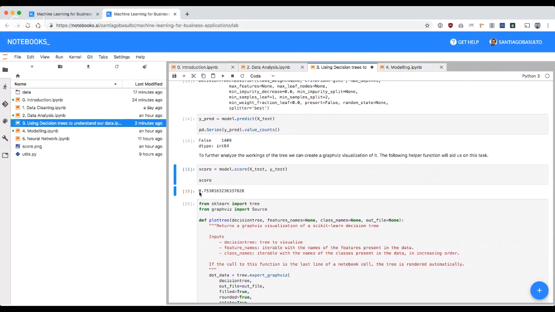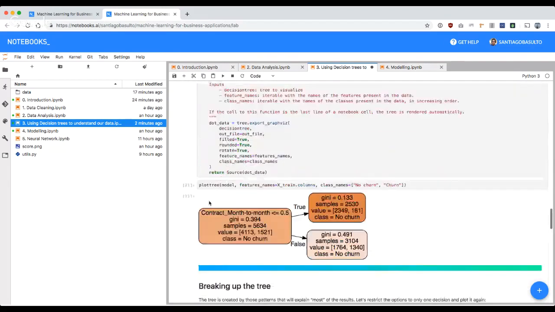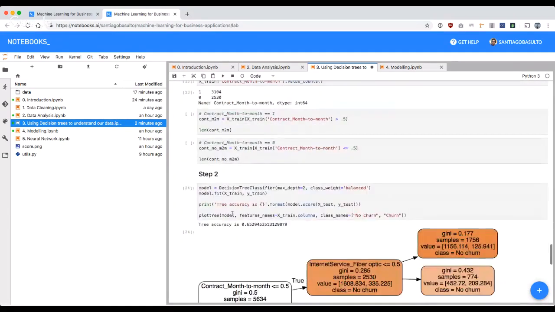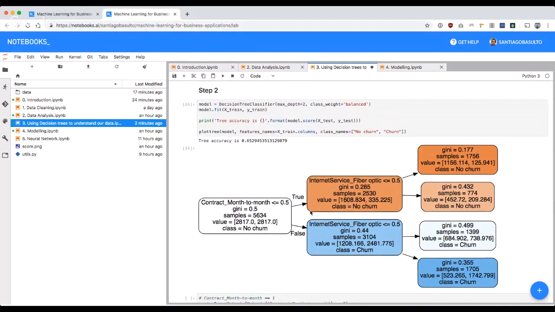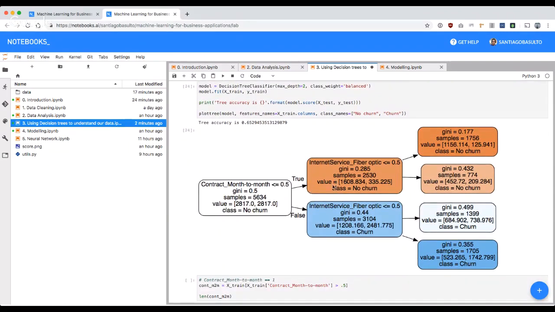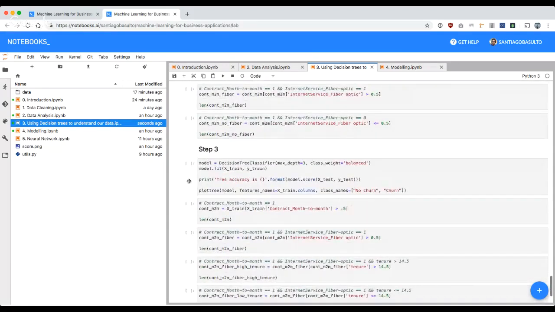So this is actually a very bad score. We're going to see why later. It's not that important to make it, in this case, predict things, but understanding what are the variables that the decision tree is using to make those predictions. So what are those variables that are tilting the decision? Okay, again, month to month and fiber optic, it actually seems to match our analysis.